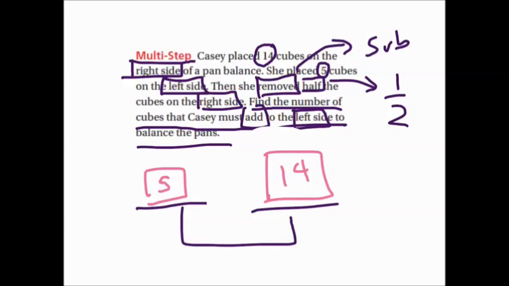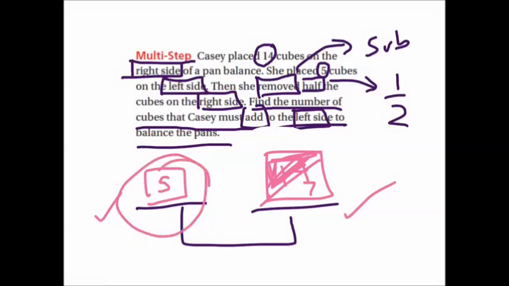Then she removed half of the cubes. So what's half of 14 on the right side? That would be 7. So I took half of that out, and I'm left with 7. So I have 7 on this side and 5 on this side. And so now I need to find the number of cubes that Casey must add to the left side to balance the pans. So I need to figure out how many I add to here to make them equal.